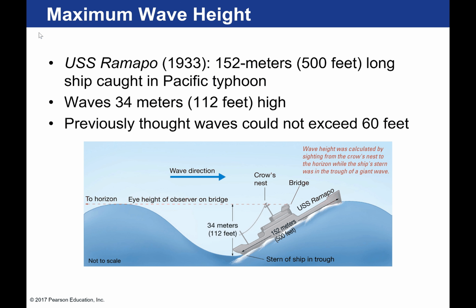Continuing to talk about wave height, we're going to look at how high waves can actually be. There was a ship, the USS Ramapo in 1933, that got caught up in a Pacific typhoon. They were able to measure waves accurately because they were traveling with the waves. They found that the waves were 34 meters or 112 feet high. This was really important because before these measurements, it was thought that waves couldn't exceed 60 feet high. So they learned a lot from being caught up in that typhoon.